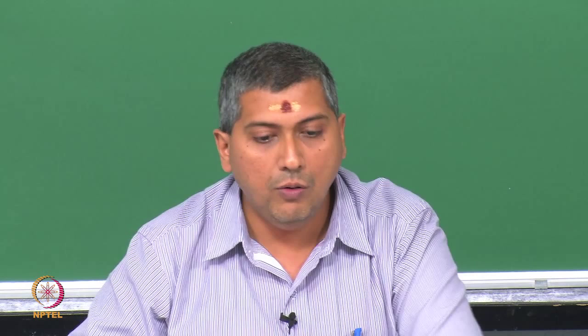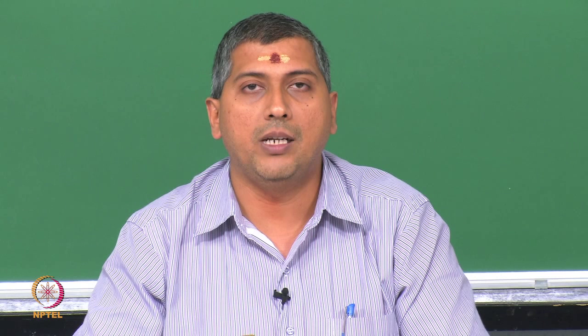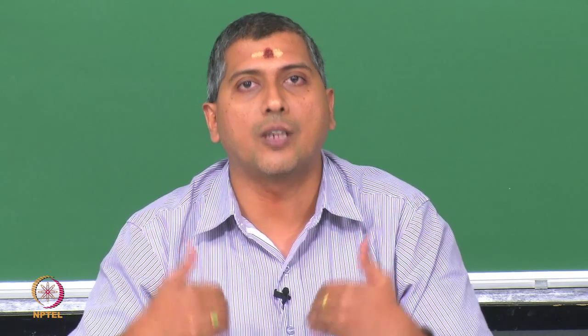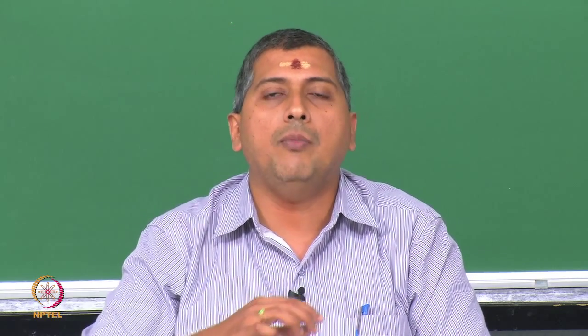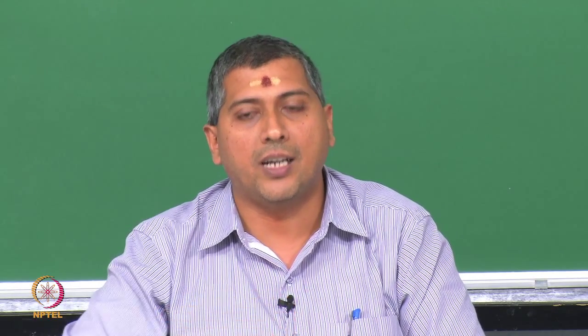Now, this 2 alpha tau is also the derivative of this phase here, which means it is nothing but the instantaneous frequency of the signal. Recall the definition of instantaneous frequency, it is a derivative of the phase, right. So, what is happening here is that at any given time tau, the frequency at which the spectrogram reaches a maximum happens to be the instantaneous frequency. The question is if this is a coincidence, or in general is it true that the maxima of the spectrogram will give me estimates of the instantaneous frequency.